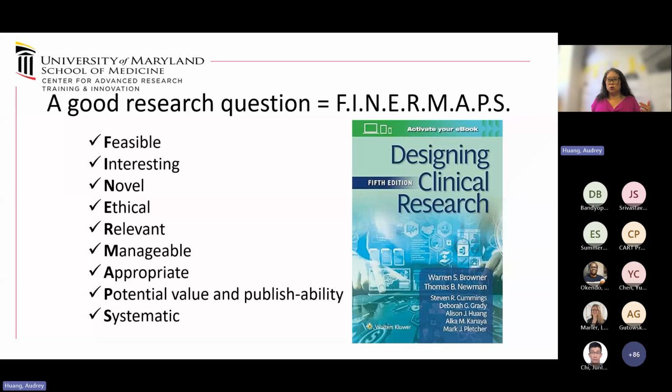So defining a research question, I don't know who came up with it. Well, I do know this acronym comes from this book. I have not read this book in full disclosure. However, if you remember FINER maps, which is not something that rolls off the top of my tongue, you'll remember that those are all aspects of a good research question. So it needs to be feasible, interesting, new, ethical, relevant, manageable, appropriate, has potential value, or it's publishable, and systematic.